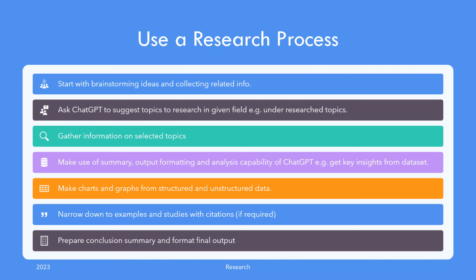If you are doing a formal research, you can instruct it to give you examples which have proper references that can then be added to your research paper. ChatGPT can also help you with citations for your work. Lastly, it can also help you with coming up with conclusion summary and proofreading your work.